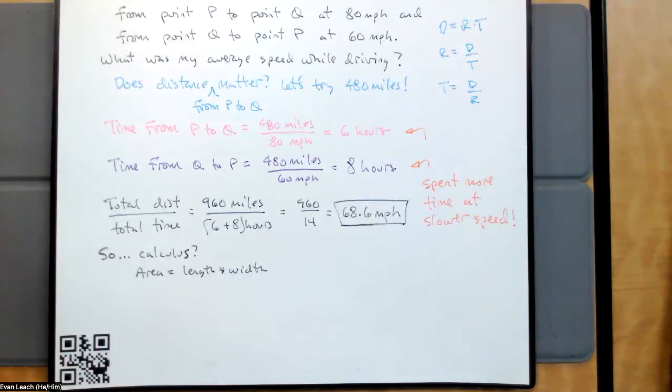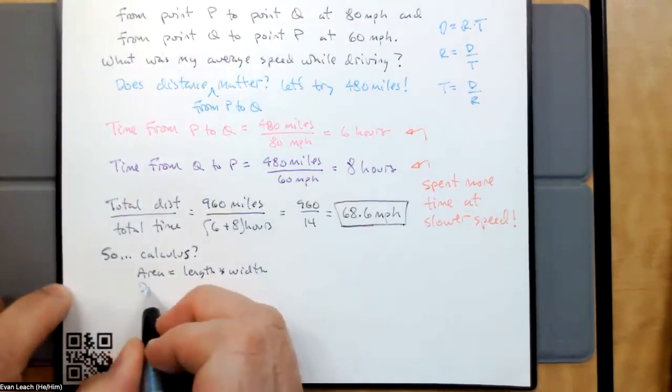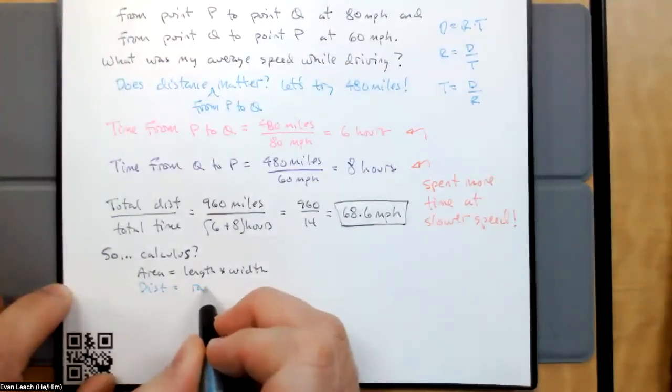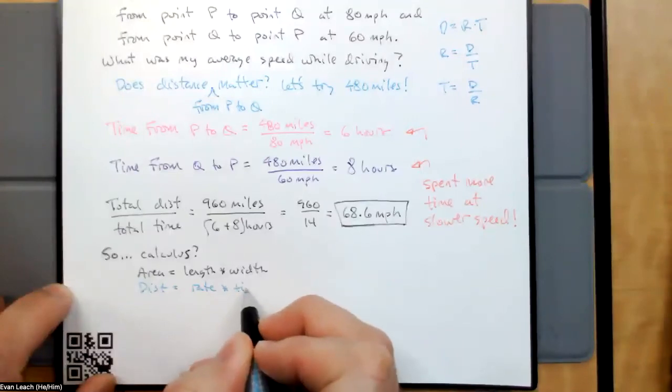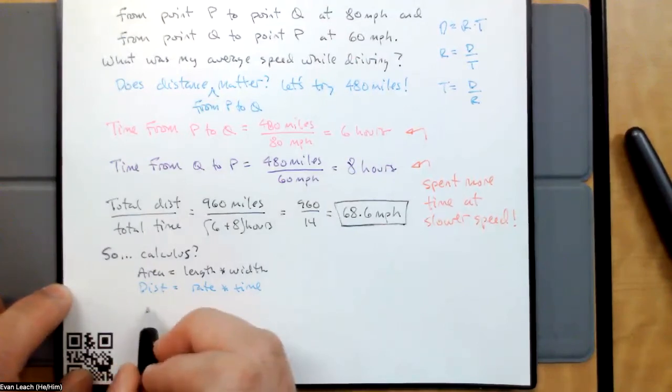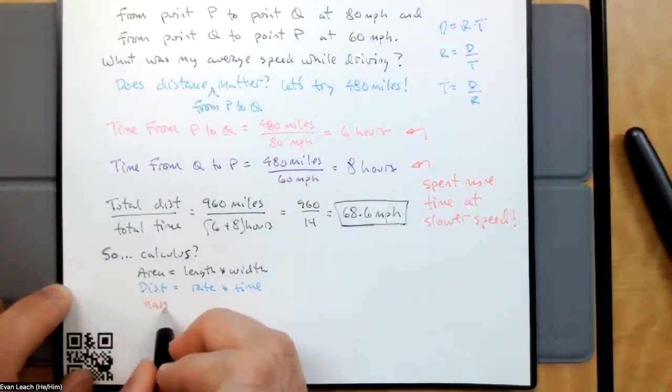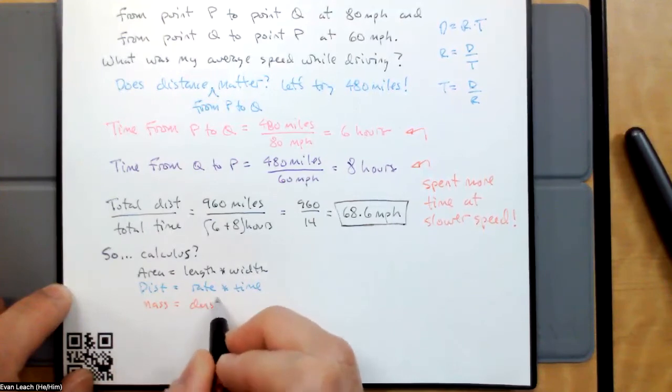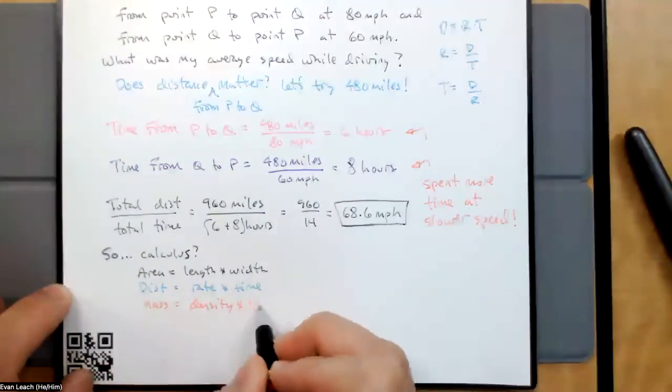Then, once we learn how to use length times width, we start seeing every application of multiplication as an application of integration, which is our next big thing. So distance, the one that we just used, distance is equal to rate times time. Mass, this is one we used in the first problem. Mass is equal to density times volume.